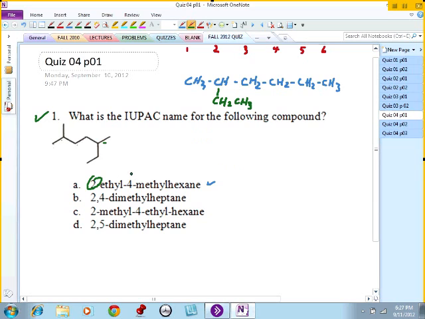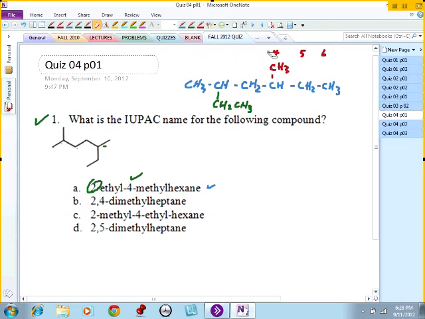Then in position 4, you have methyl. So right here, we remove one hydrogen and replace it with a methyl group. So that is the structure they have given us. Is that the correct name for that structure? What is the correct name? What do you think the correct name should be?